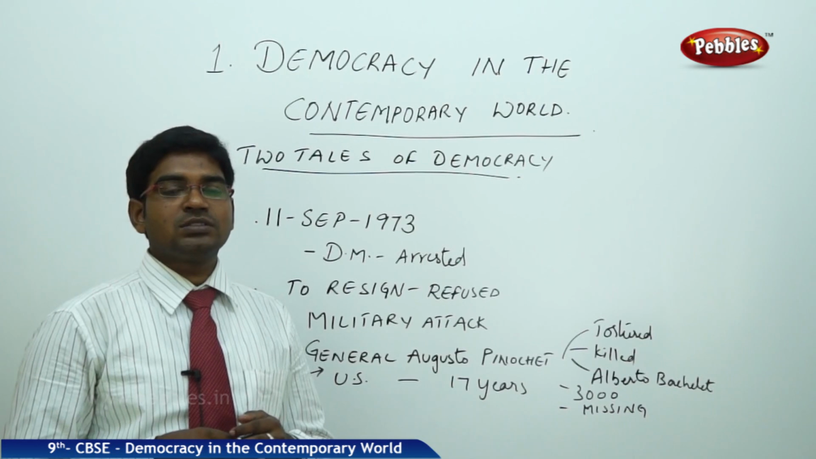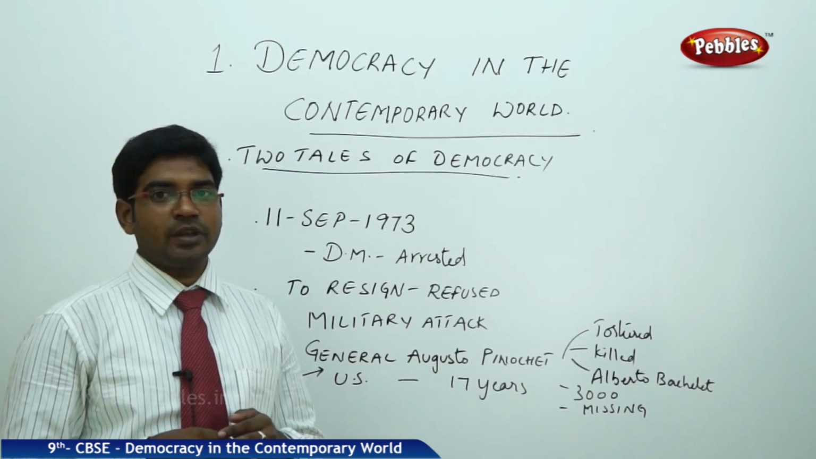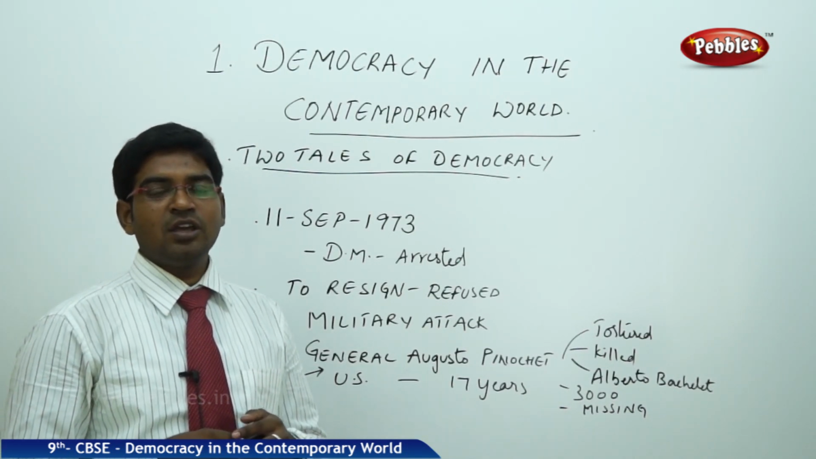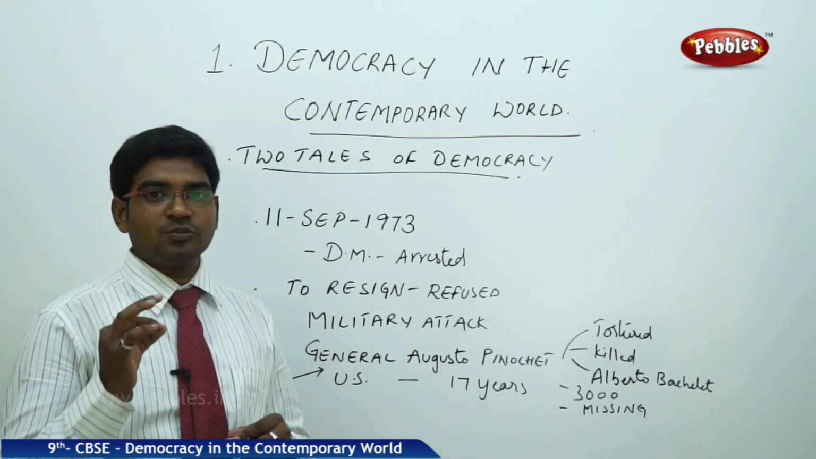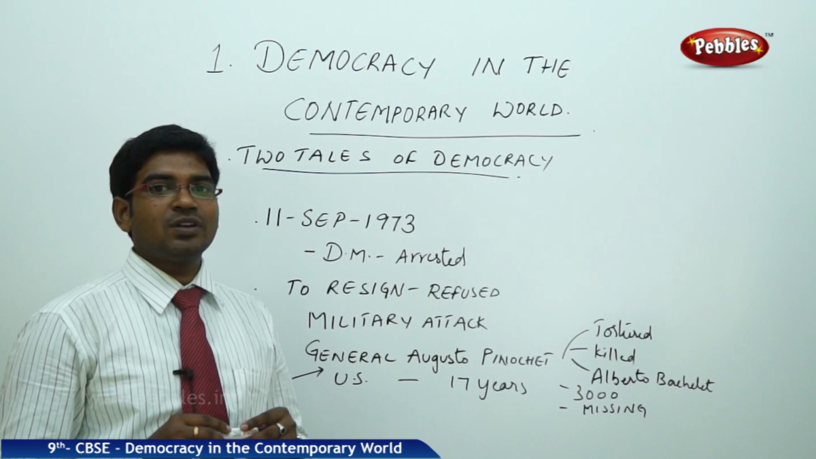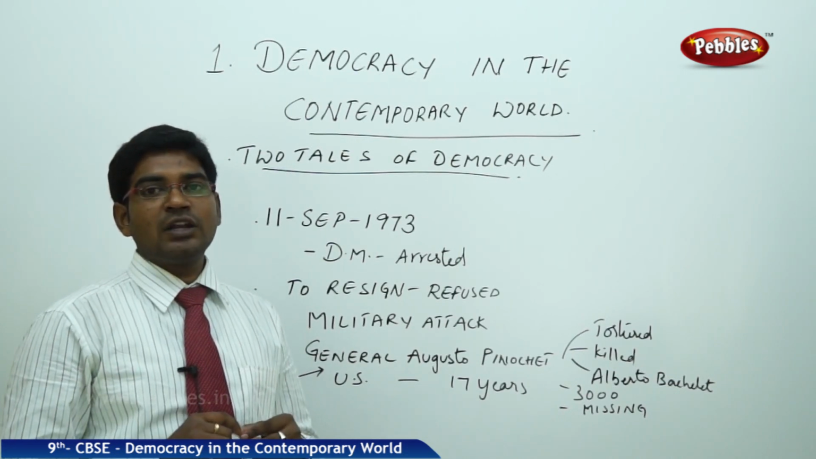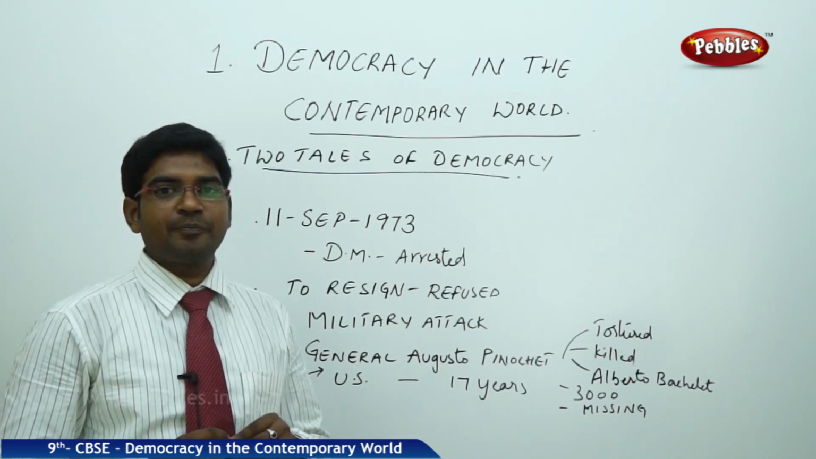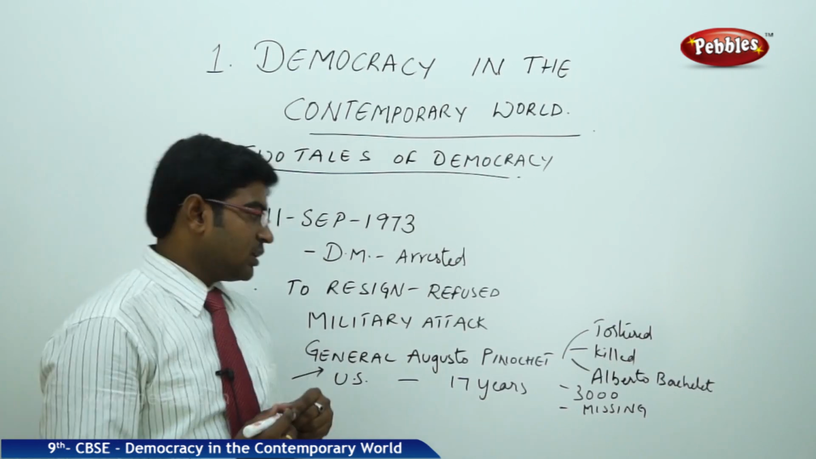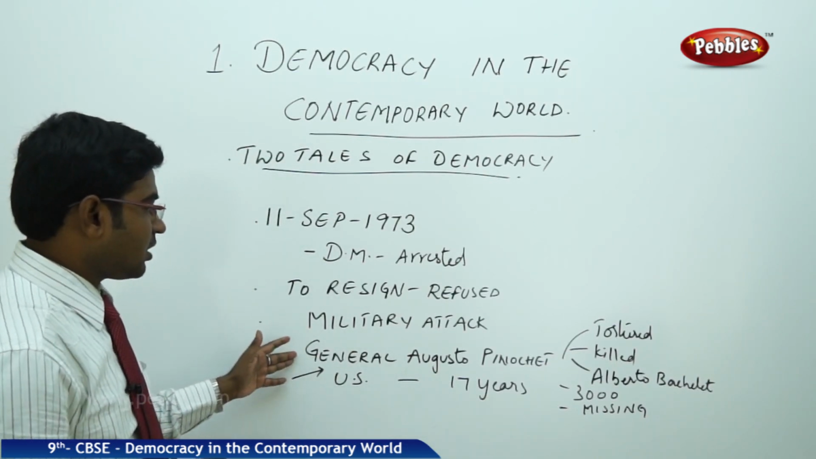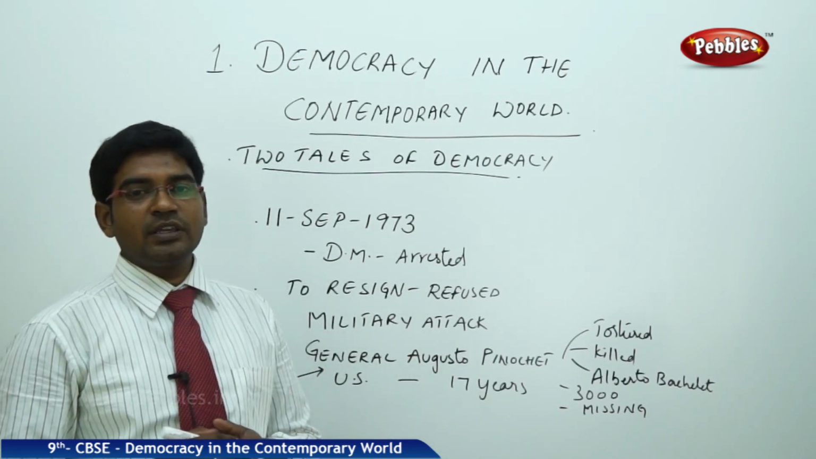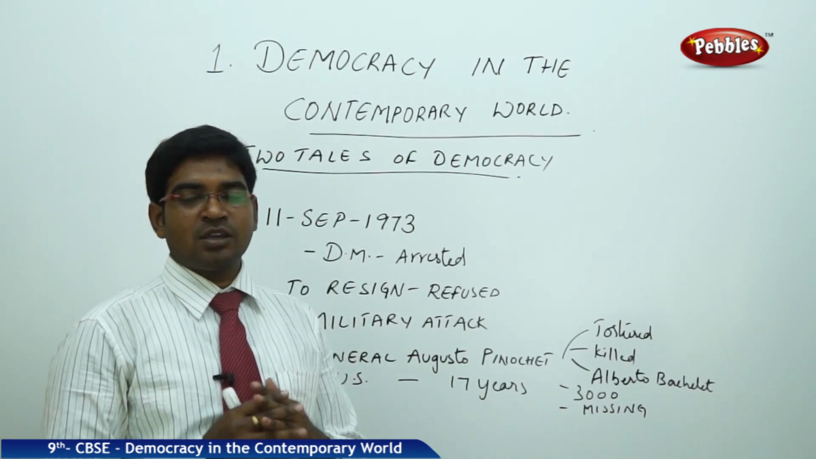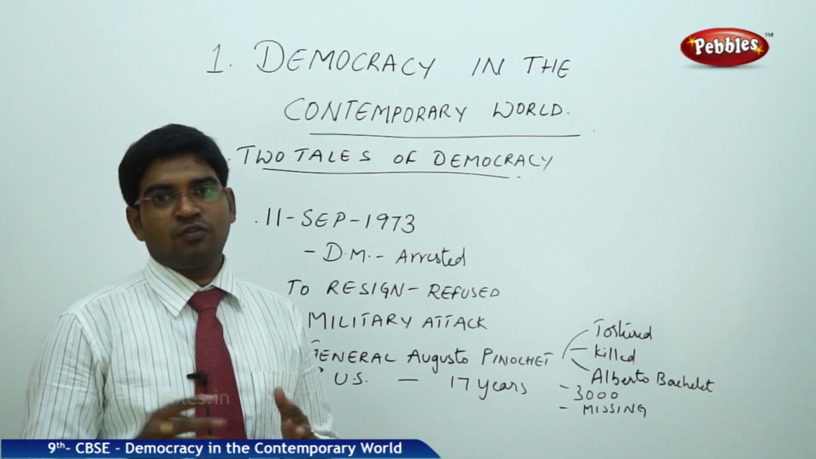He was not met with an accident. He was not met with a natural death. He was killed in a conspiracy. Now let us move on to understand who was the military general who came to power after him. He is none other than General Augusto Pinochet. General Augusto Pinochet was backed and supported by the US forces.